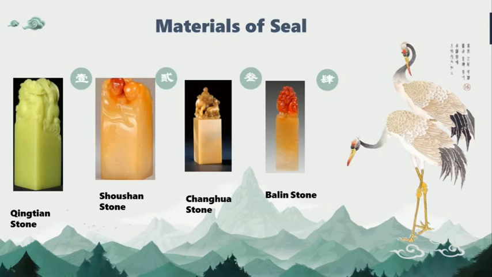The fourth one is Baling stone. The composition of Baling stone is almost the same as that of Qingtian stone, and it is produced in Baling, Chifeng city, Inner Mongolia. Baling stone has a hardness of 2 to 4 Mohs, which not only has high transparency, but also has a fine texture and moderate hardness. Compared with other engraving stones, the most special part of Baling stone is its colorful color and strange texture.